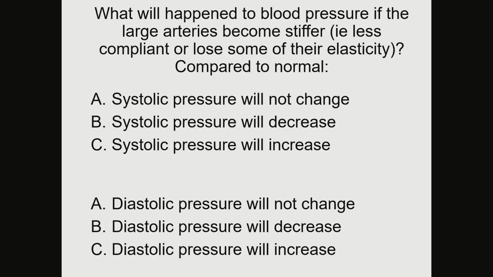We already talked about systolic pressure. If we have a less compliant tube, what's going to happen to systolic pressure? It's going to be higher than normal. What's going to happen to diastolic pressure, though? We cannot maintain some of that pressure in the tube, and so diastolic pressure is going to plummet, right? And so that will be lower or decreased versus normal, okay?